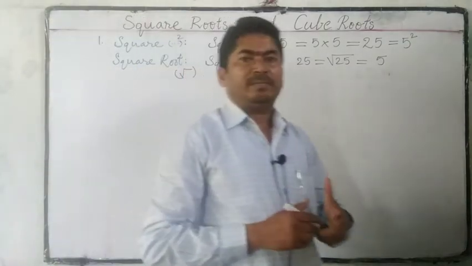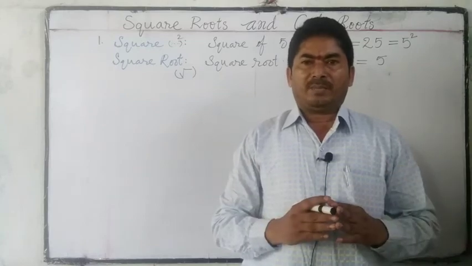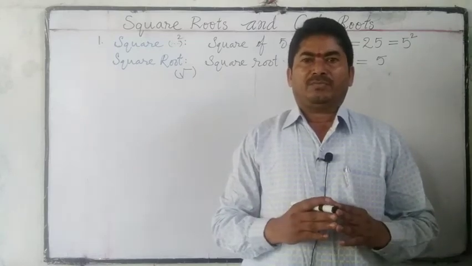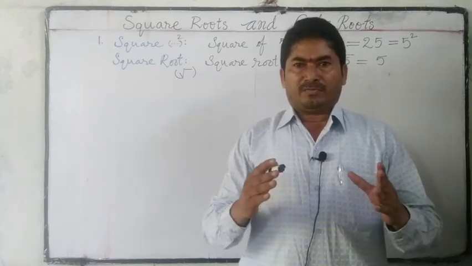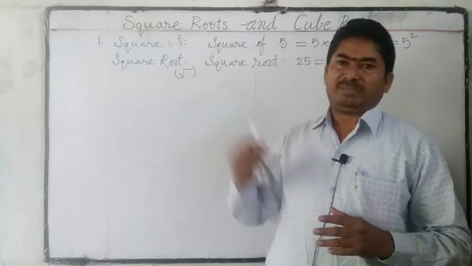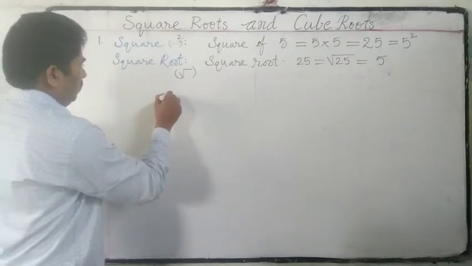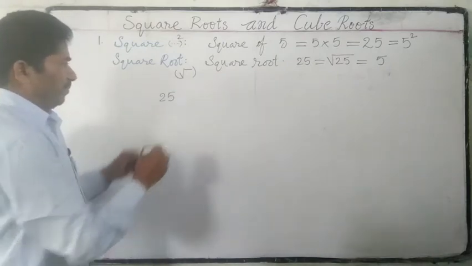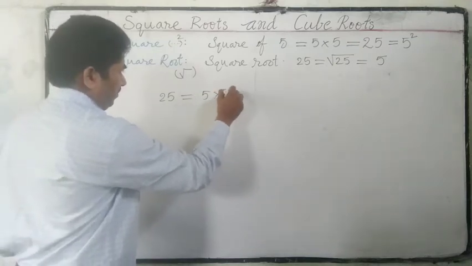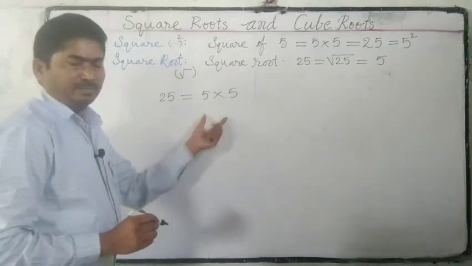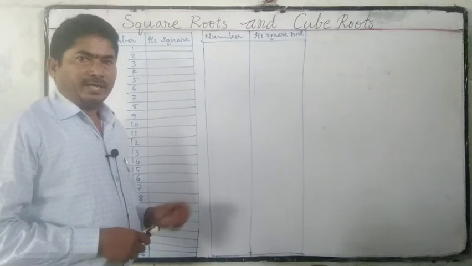Or we can define in another way also. If a number can be written as two equal factors, then the factor is called square root of that number. Example, 25 is a number. We can write two equal factors. Let us learn a few standard square numbers.